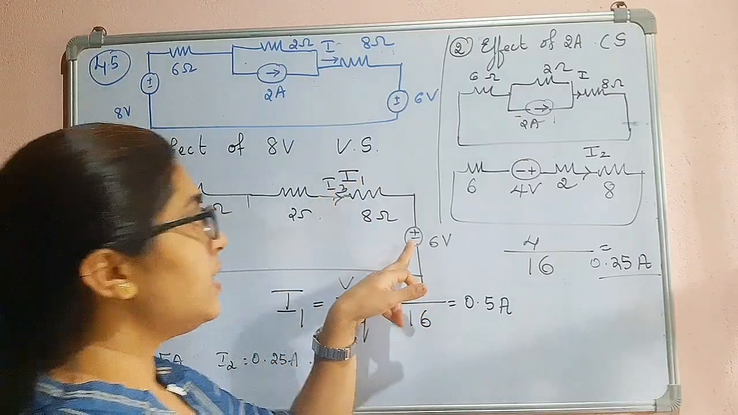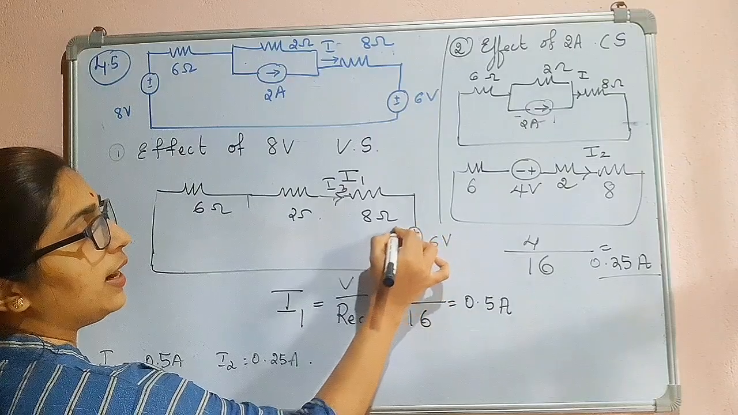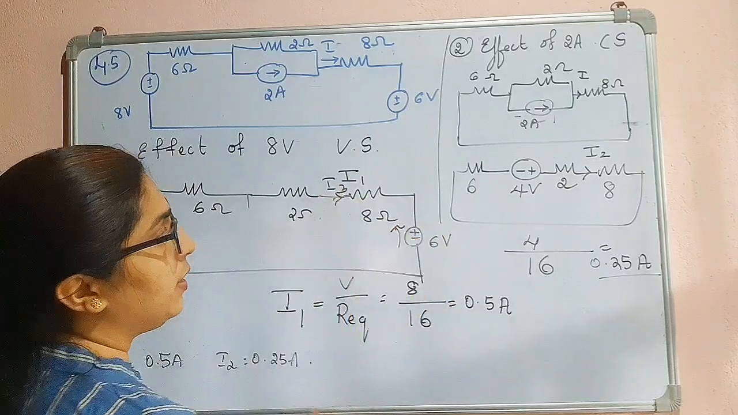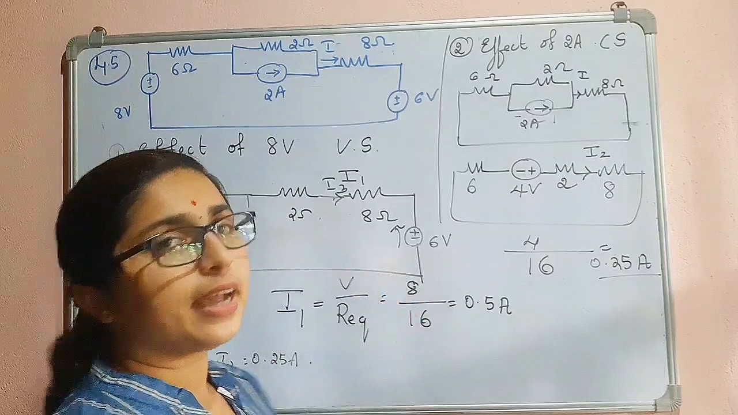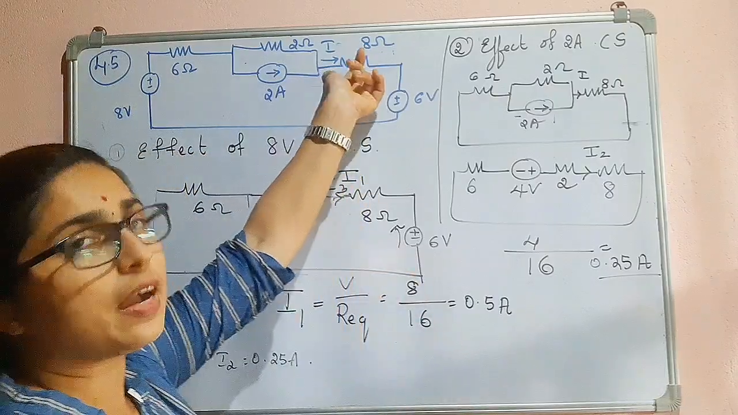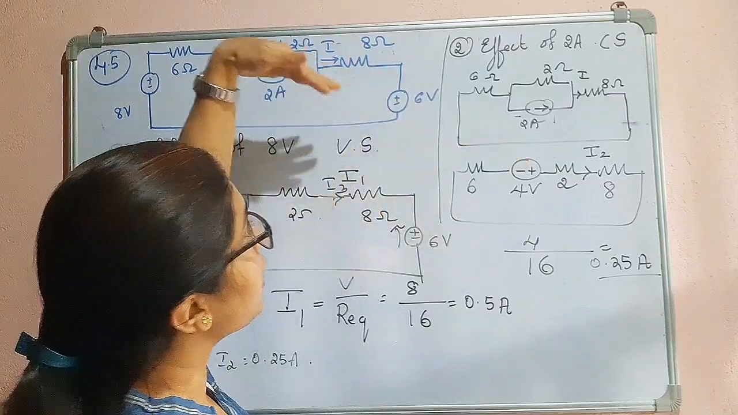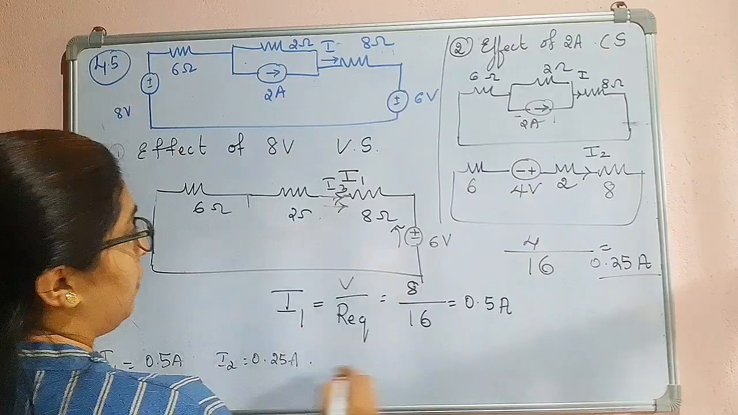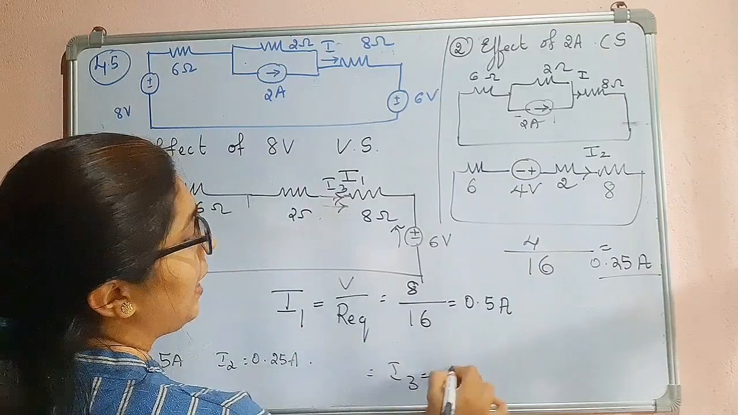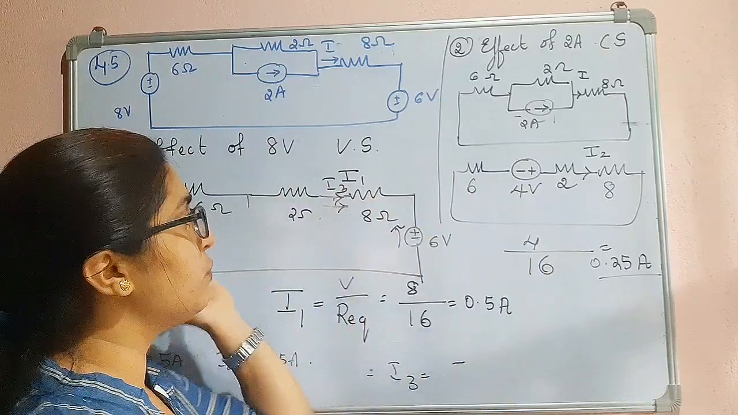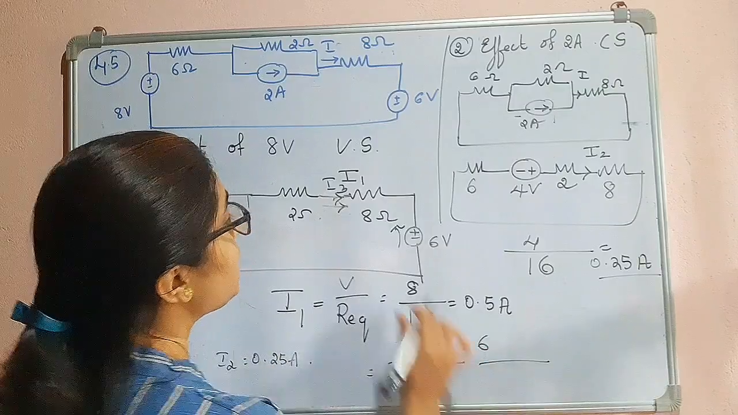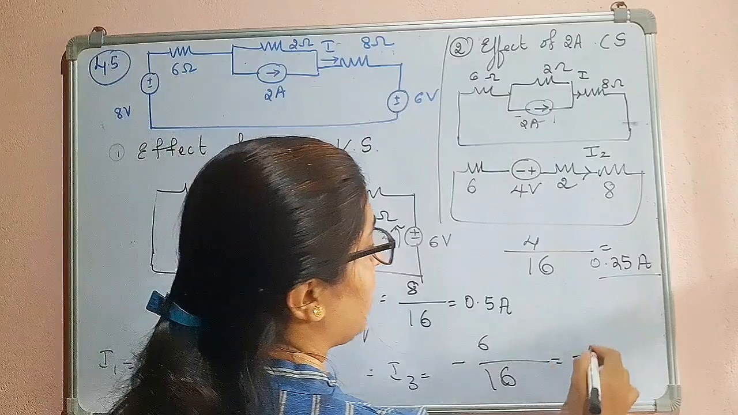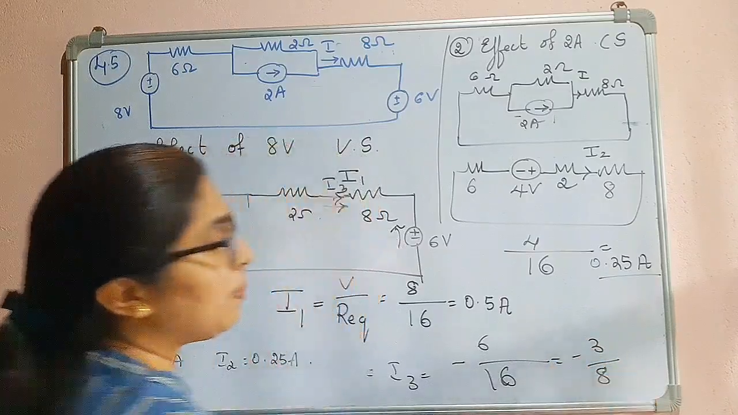See here, this is minus plus, so the current direction will be in this direction. This is opposite to the flow of I3. But remember, you cannot change the direction of the current because in the question they have given the direction as this one. So let us consider this only. That will be equal to minus. Why minus? Actual current is flowing in this direction. So minus 6 divided by 16, which is minus 3 by 8.